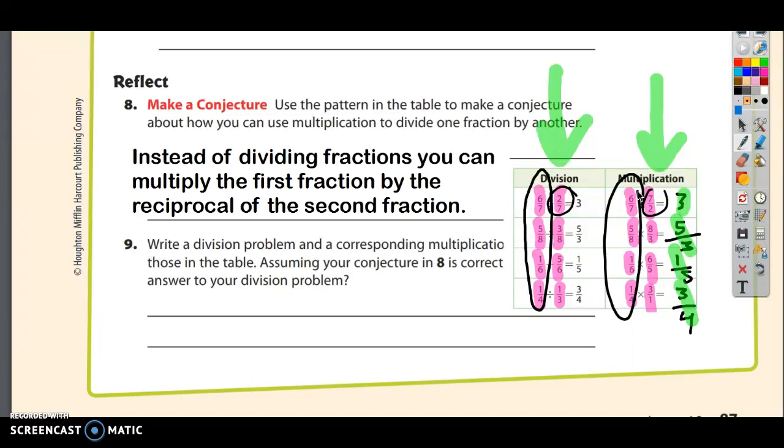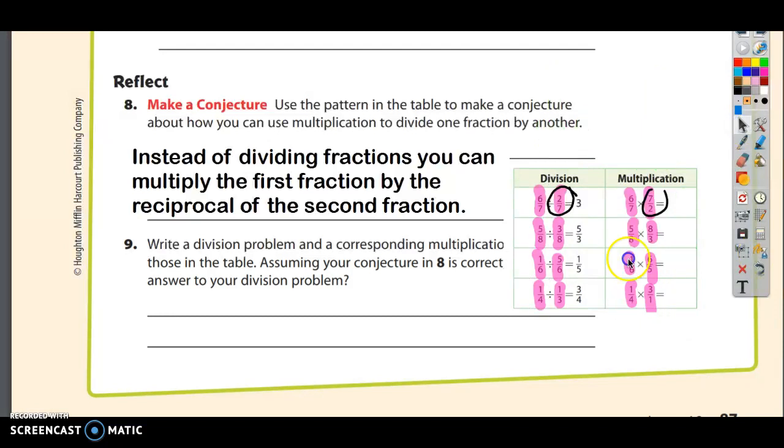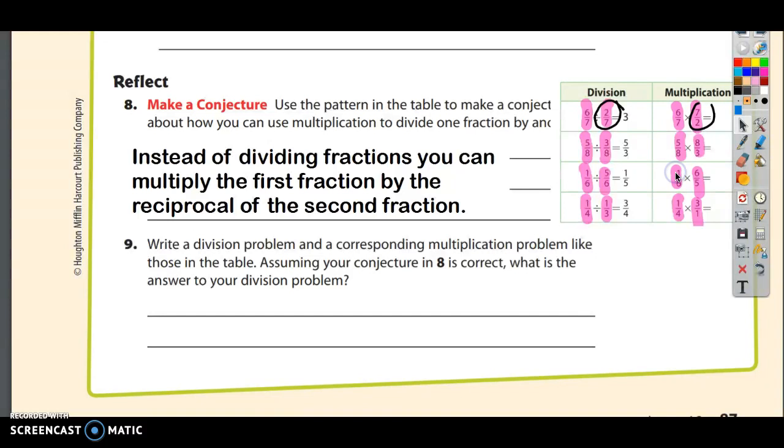All right, question 9 asks you to make up your own. I'm happy to help you with that. I've got such a mess on this page right here, but I think I can move it. There we go. We're good now. Number 9 says, write a division problem and a corresponding multiplication problem like those in the table. Assuming your conjecture in 8 is correct, what is the answer to your division problem? I kind of want to go back to that problem from page 85. We could do both, in fact.